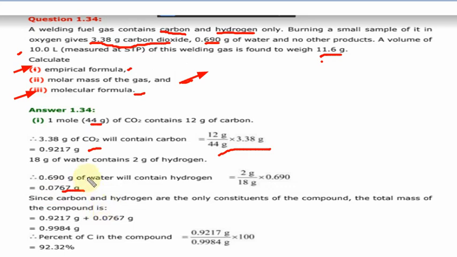Next, since carbon and hydrogen are the only constituents of the compound, we can find the total mass of the compound. We have calculated the mass of carbon and of hydrogen, so we can calculate the total, because in this compound only two elements are there, carbon and hydrogen. So this is our total mass of the compound. Now we can find the percentage of carbon in the compound. How? Mass of carbon divided by total mass, into 100. Understand? Similarly, we calculate it, and it comes out to be 92.32%.